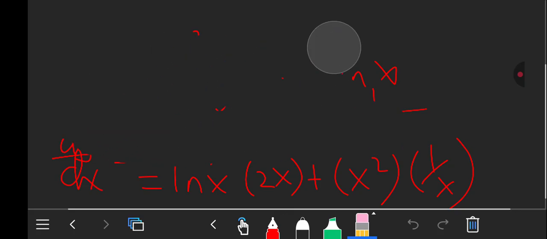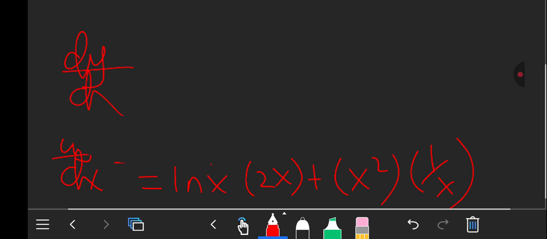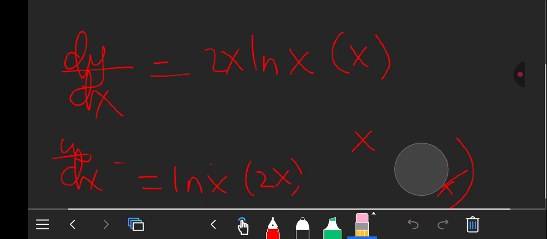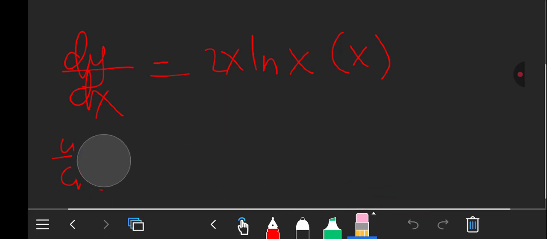At this point I can get rid of this. Then let's find our dy over dx. This will be equal to 2x ln x. Then you can see that x can divide there, and you remain with 1 times x. So 2x ln x, then x again. But this x is not multiplying with that x. Let's avoid that common misconception.